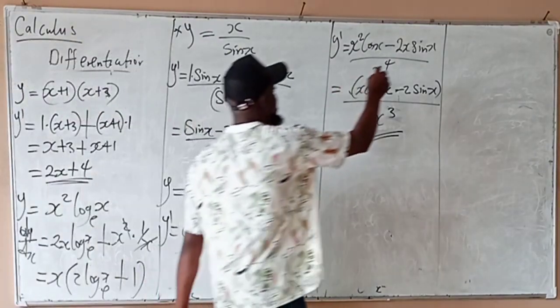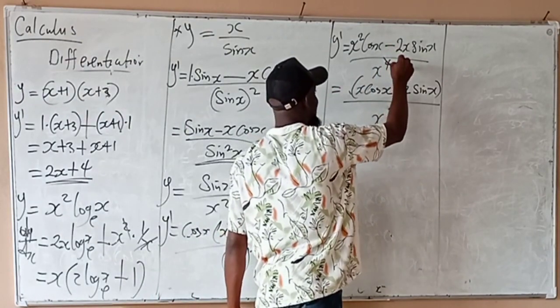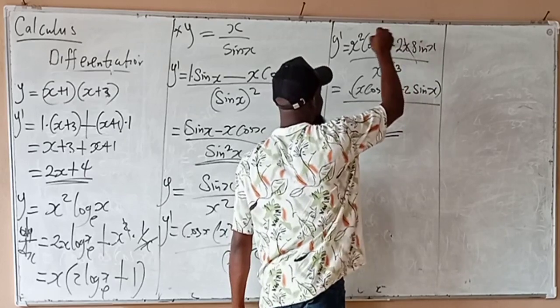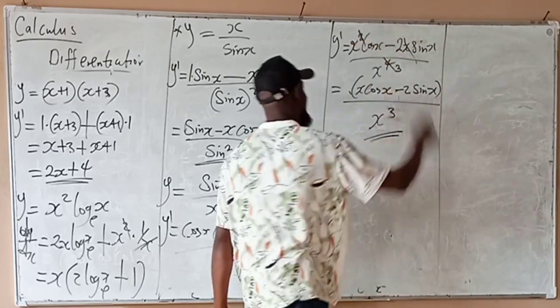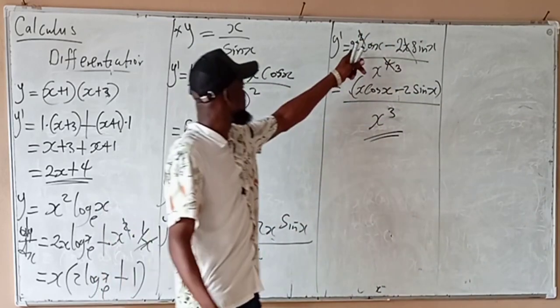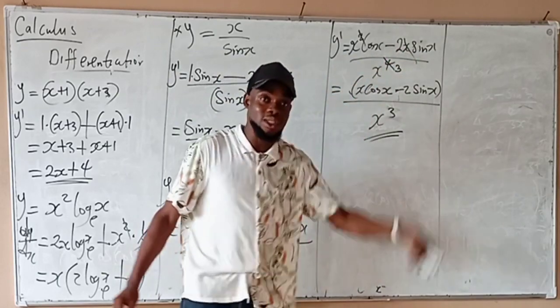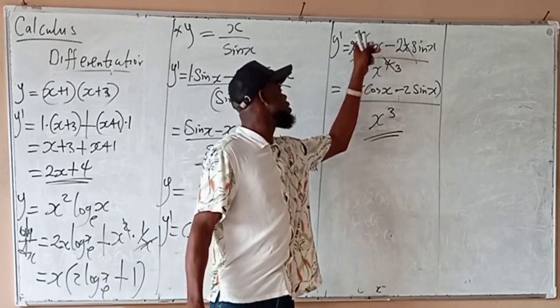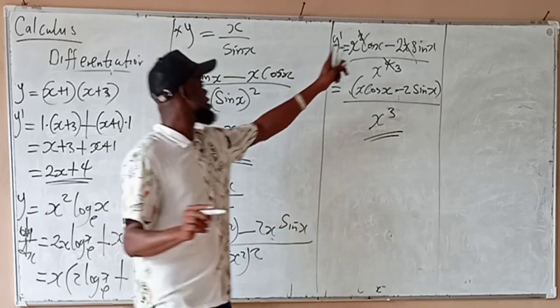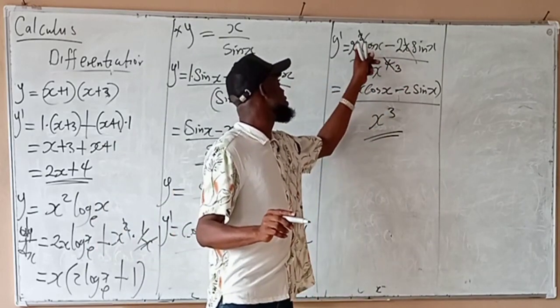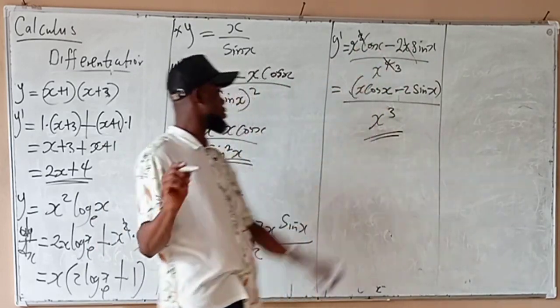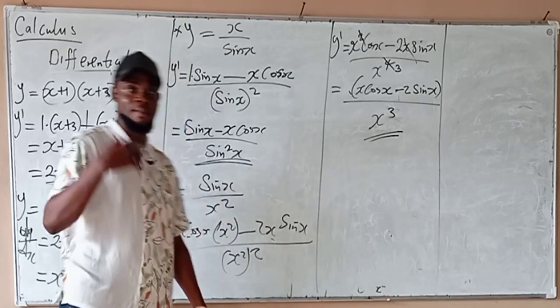Or you can also say one of these x out, you have 3 left, one is out here, one is out here, one left. You can only do that if x is common between all the terms. If x is not common between all the terms, you cannot cancel it. Take note of that. It's very, very important.